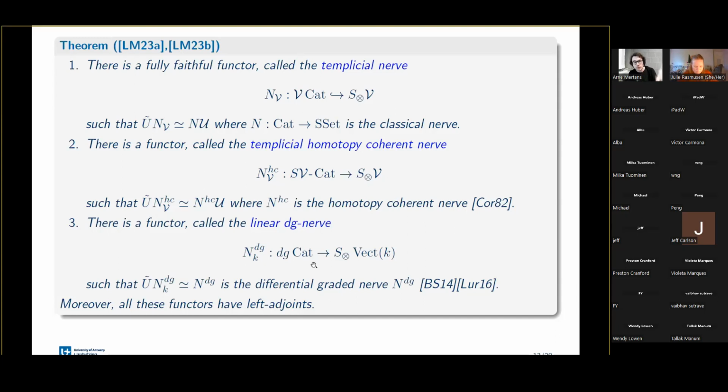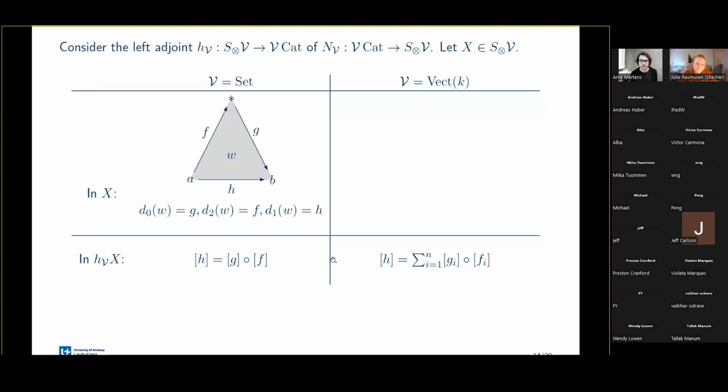And moreover, all of these functors have left adjoints, which can even be described fairly explicitly. So that's all very nice. It all seems to work very nicely. So let's, as an example, go to the left adjoint of this nerve functor. We have this enriched nerve. It goes from V-categories to templicial objects. It has a left adjoint, which is the analog of the homotopy category, going from templicial objects to V-categories. You get an enriched category out of it.